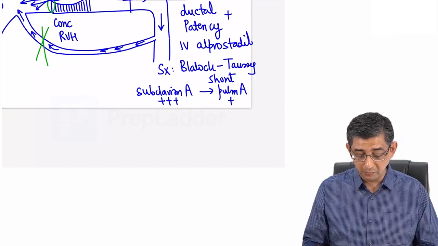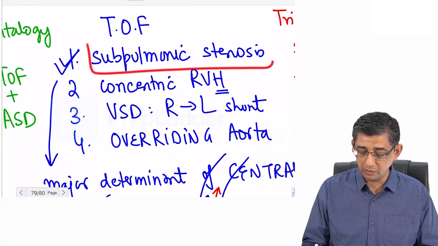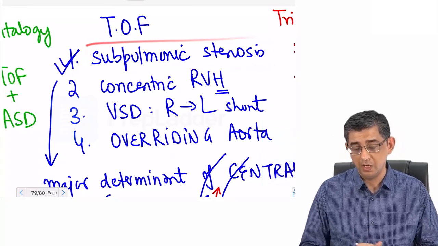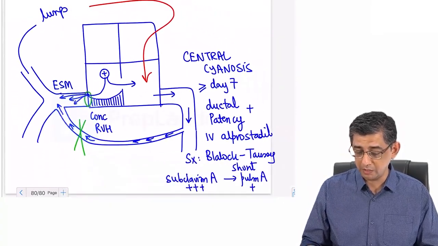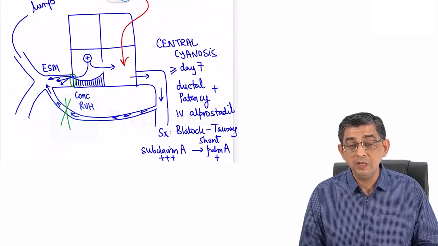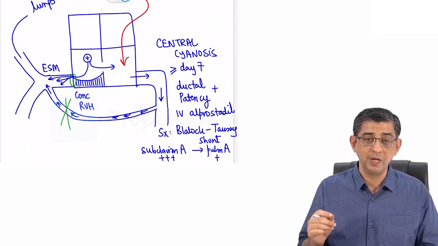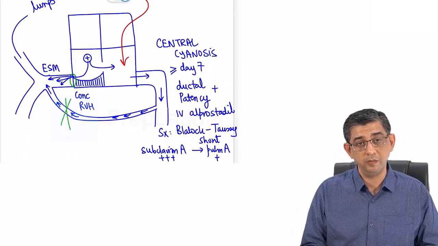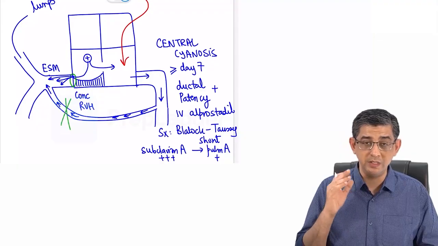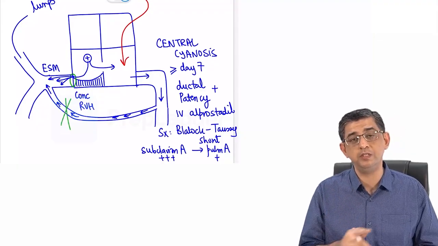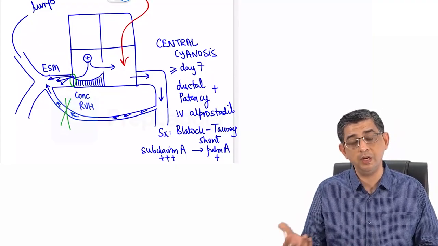Please appreciate what is the main problem in tetralogy of Fallot. The main problem is less blood going to the lungs, thanks to subpulmonic stenosis. I want to neutralize the effect of subpulmonic stenosis by shunting, or connecting the subclavian to the pulmonary artery. So in reality, what I'm trying to do is increase pulmonary blood flow. The standard presentation of tetralogy of Fallot or any cyanotic heart disease is pulmonary oligemia, less blood supply to the lungs. If I increase the blood supply to the lungs, then definitely that would be advantageous.